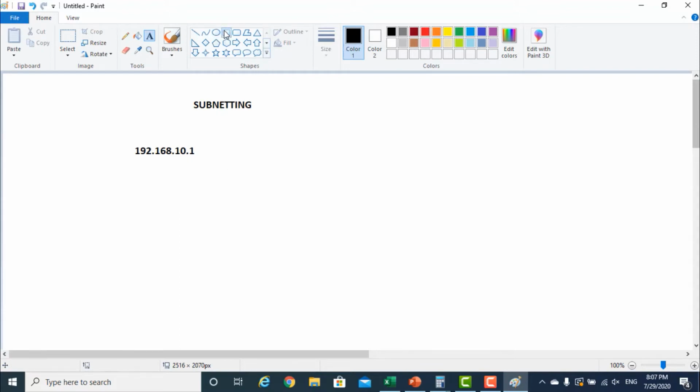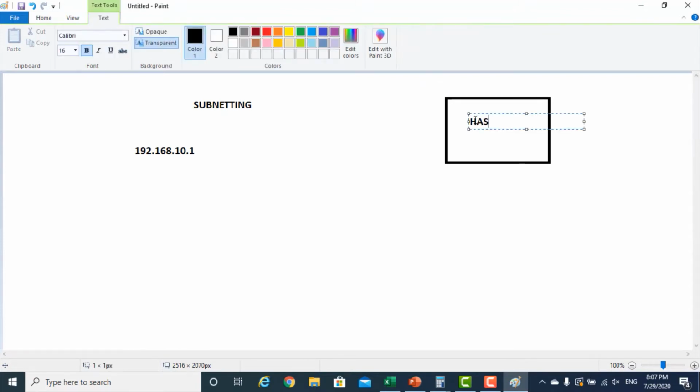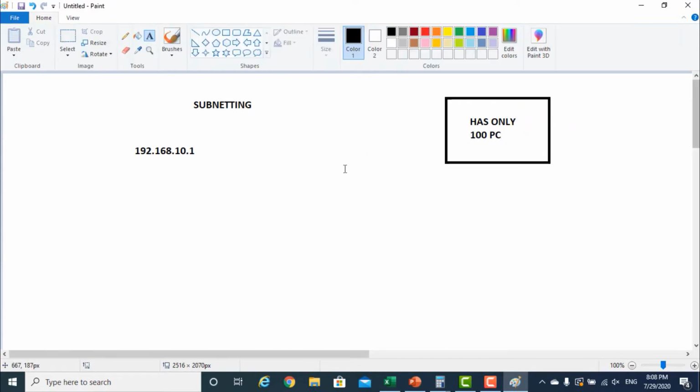For example, there's an organization. That organization has only 100 clients, or let's say PCs. This organization wants to create a network, or wants to make its subnet. What's your suggestion, which class must this organization use?